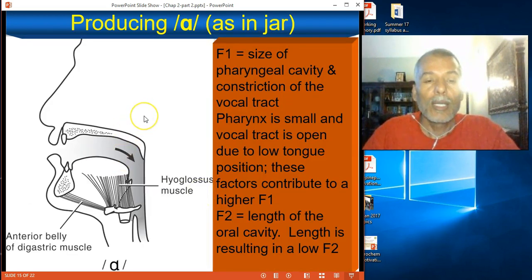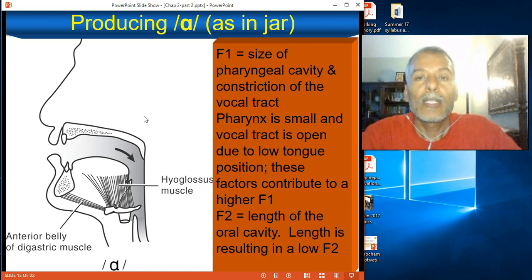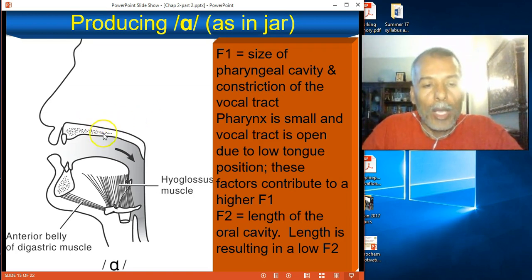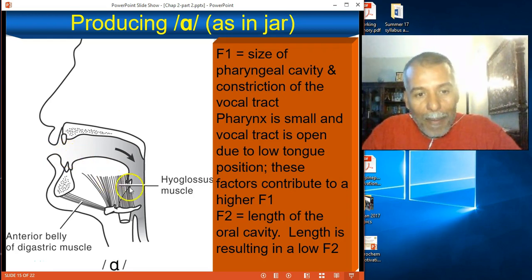Now let's look at another scenario. This is ah as in jar or far. This is the sound when you go to the doctor and the doctor would ask you to say ah, simply to make the tongue go down and back out of the way so that they can see the back of the throat. When you say ah, the velum is lifted up so you can see the back of the throat.